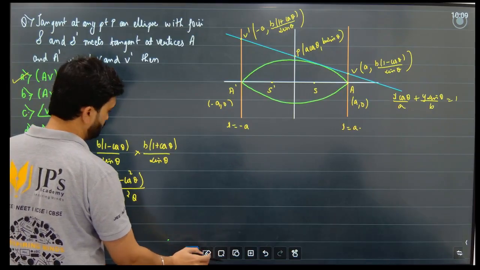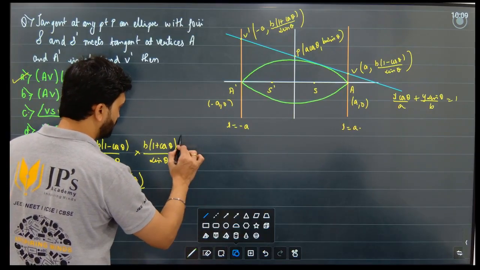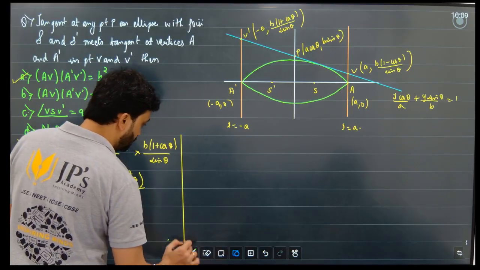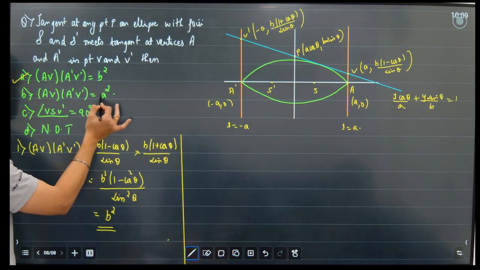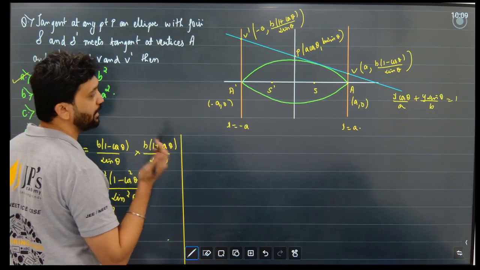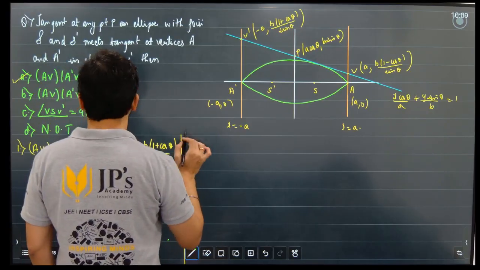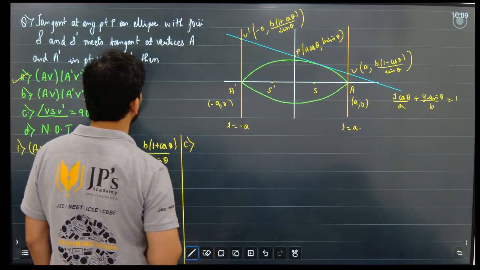Option B is incorrect because you cannot get a square and b square together. So I've got this value. So option A is found, option B is out, option D is also out. None of these is not there. I got the answer as E. Let's check for option C, if option C is correct or not.